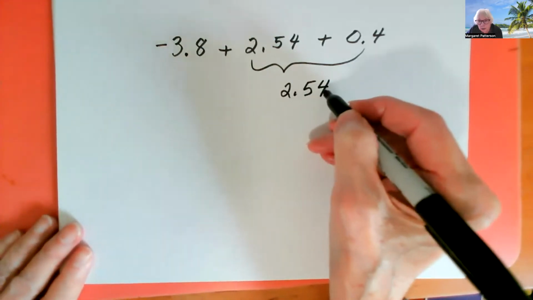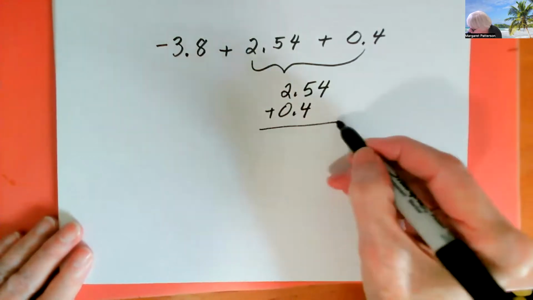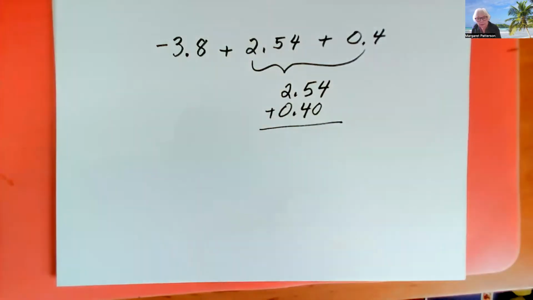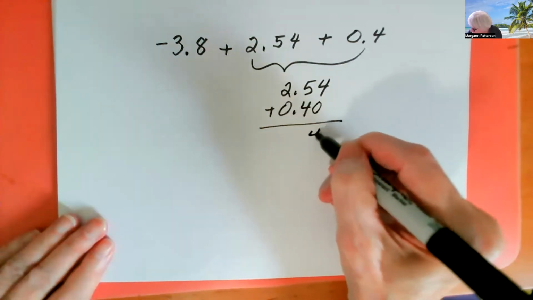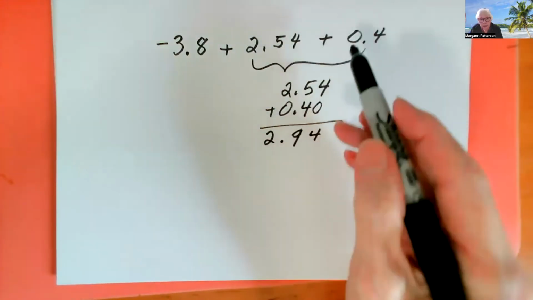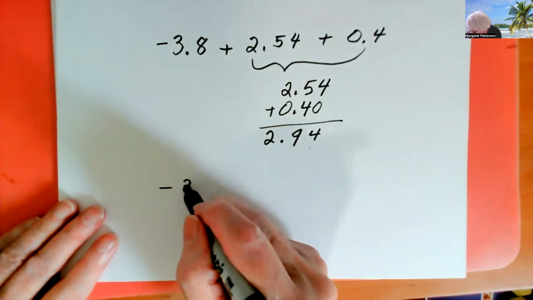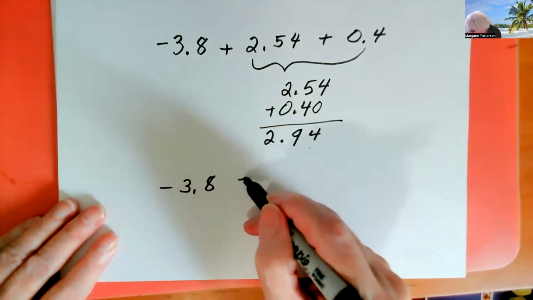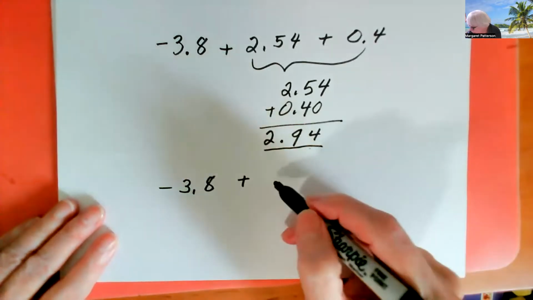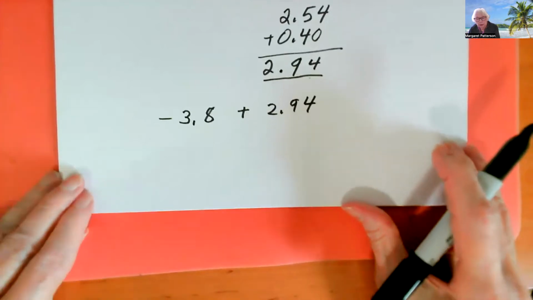2.54, 2 and 54 hundredths plus 0.4. And I could put a 0 here. This is why we did decimals. So I'm going to add these now. This is 4, this is 9, and this is 2.9. These are both positive, so this stays positive. Right? Then this is negative 3.8 plus how this turned out, 2.94. Okay? Do not panic.